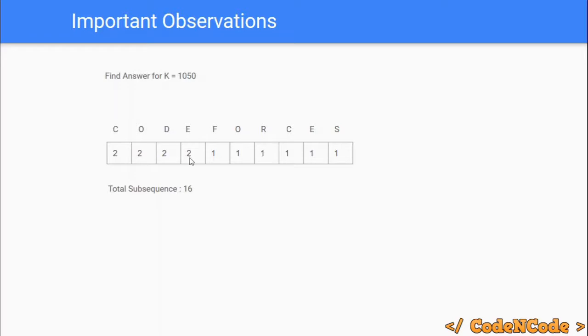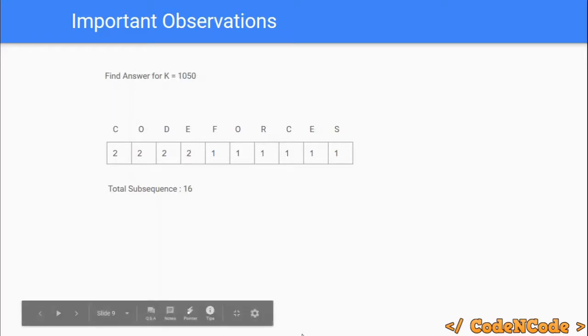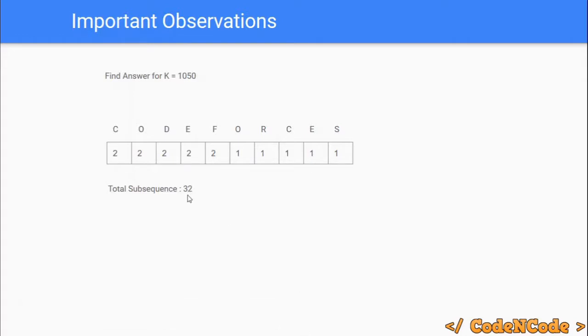So I have incremented this. The total number of subsequences is 16, which is strictly smaller than k. Now we are going to increment the next character. The total number of subsequences is 32. We are going to increment the next character, 64.